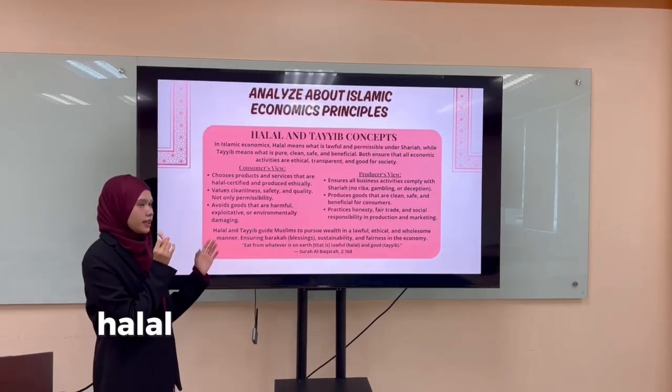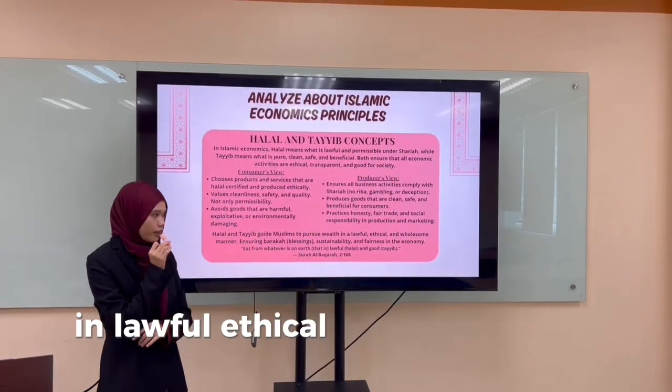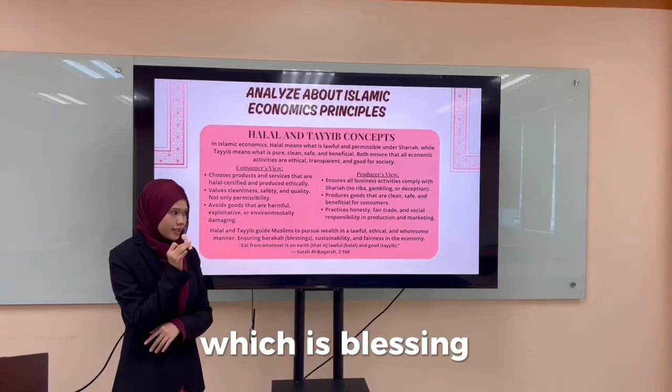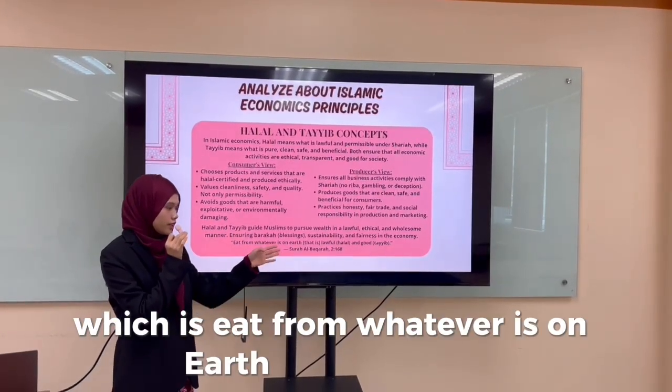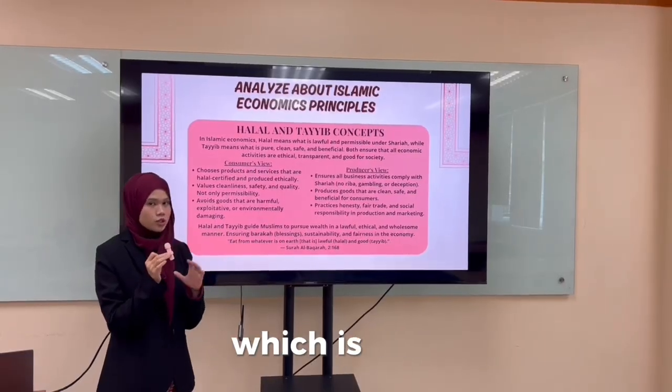Okay, so we can conclude that the halal and tayyib concept guides Muslims to pursue wealth in a lawful, ethical, and wholesome manner, ensuring barakah, which is blessing, sustainability, and fairness in the economy, as it is stated in Surah Al-Baqarah: eat from whatever is on earth that is lawful, which is halal, and also good, which is tayyib.